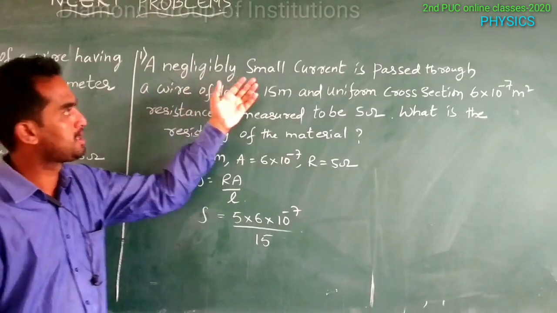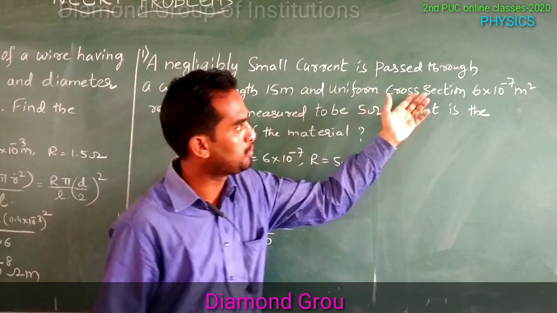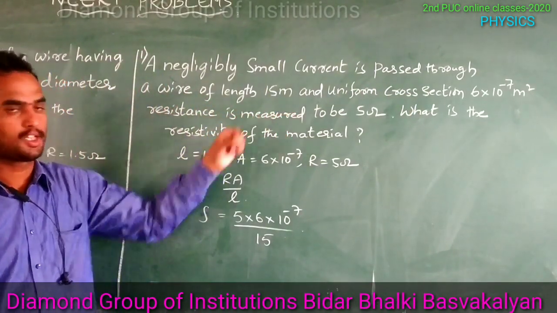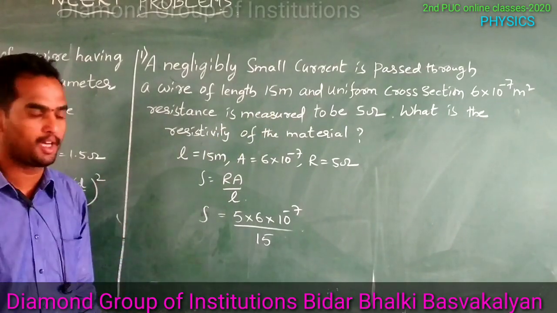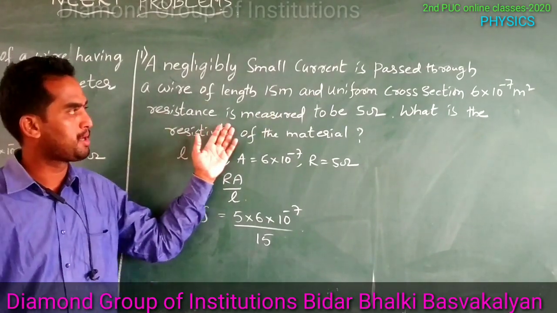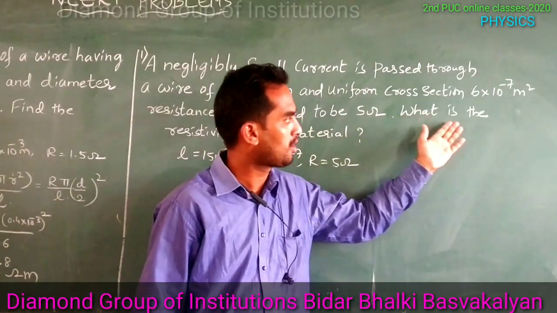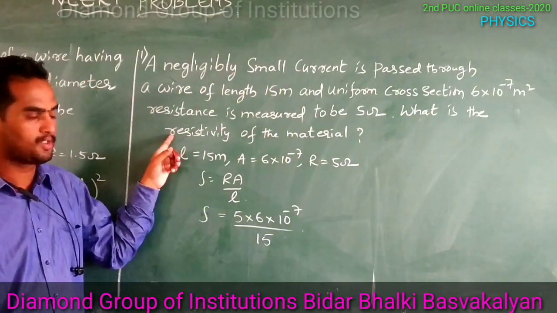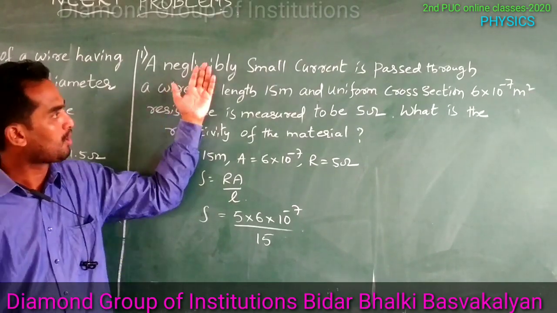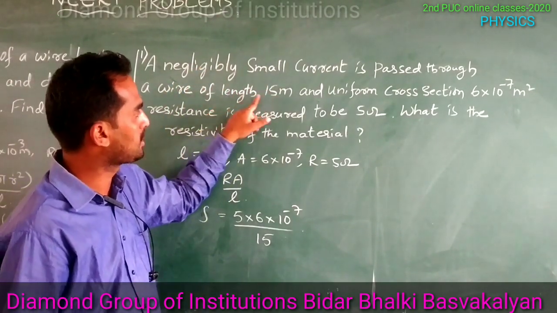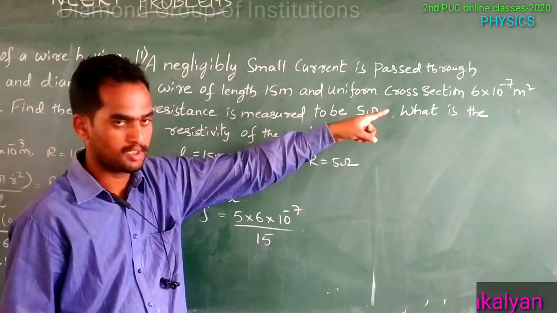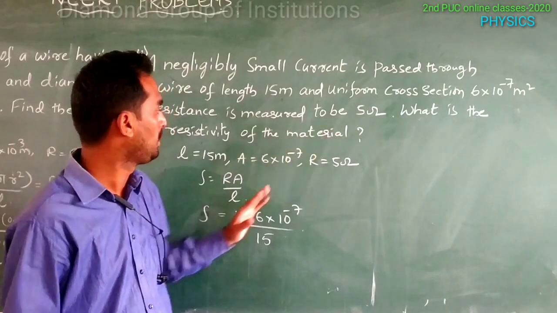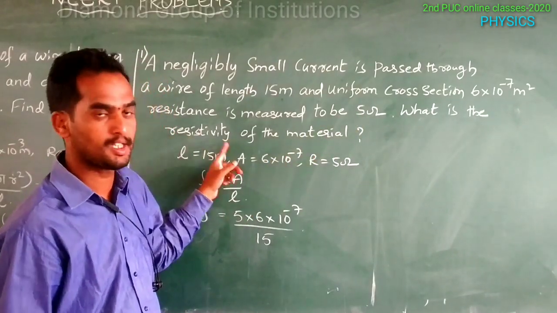A negligibly small current is passed through a wire of length 15 meter and uniform cross section 6 into 10 to the power of minus 7 meter square, and resistance is measured to be 5 ohms. What is the resistivity of the material? So the question mark is resistivity, and what are the given values? The first value is given as length, then area of cross section A, and the resistance value 5 ohm. Then the question mark is resistivity.